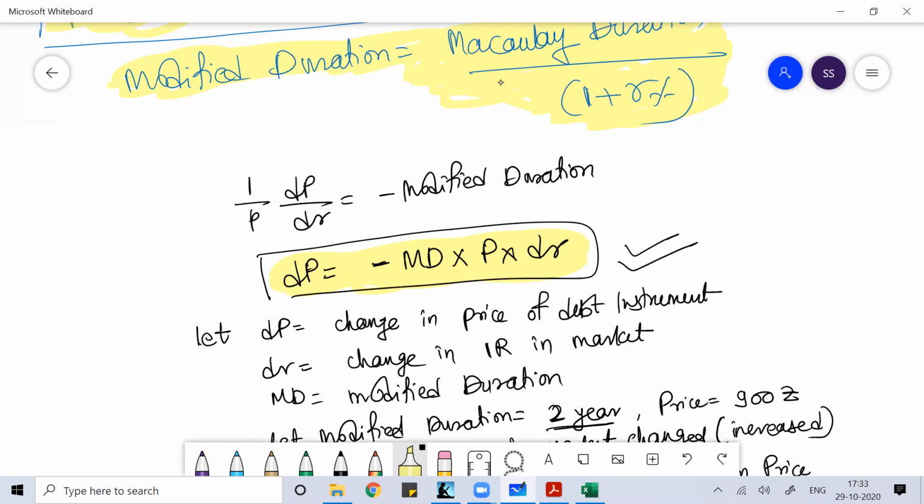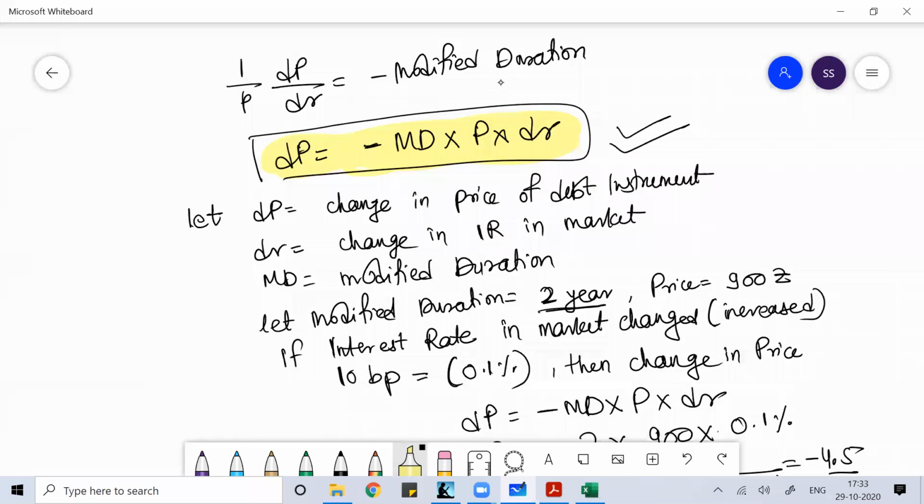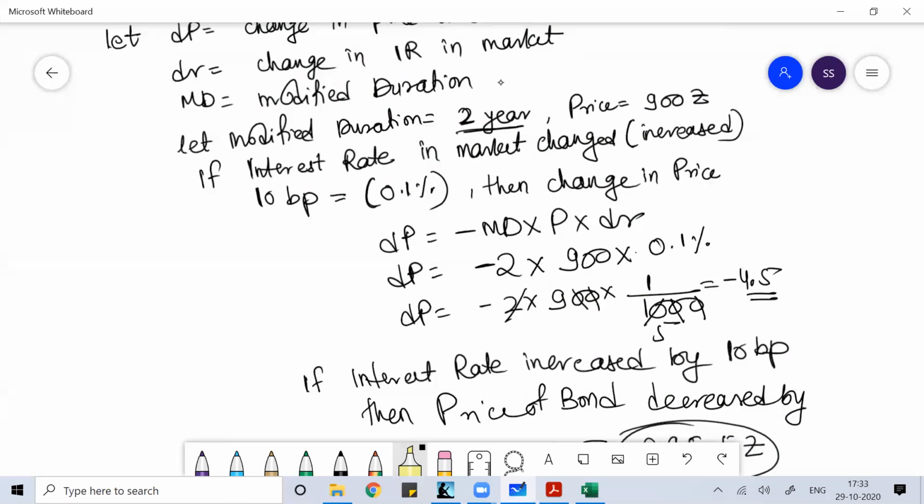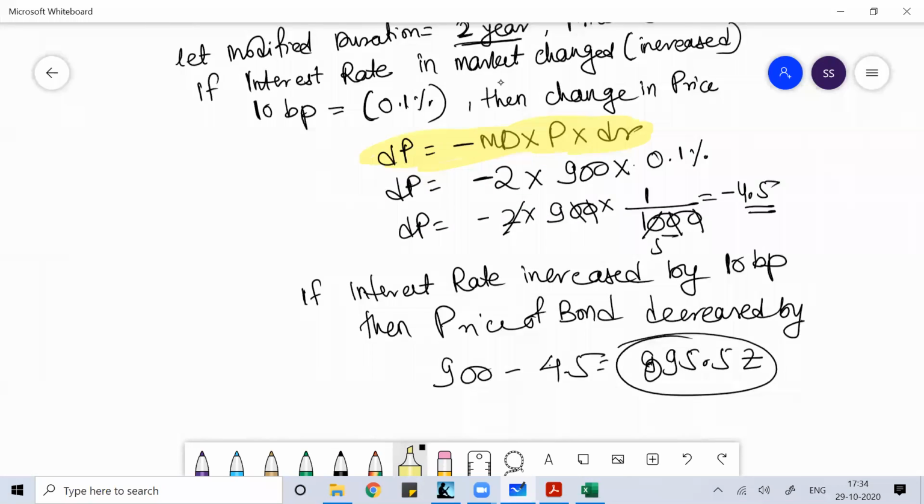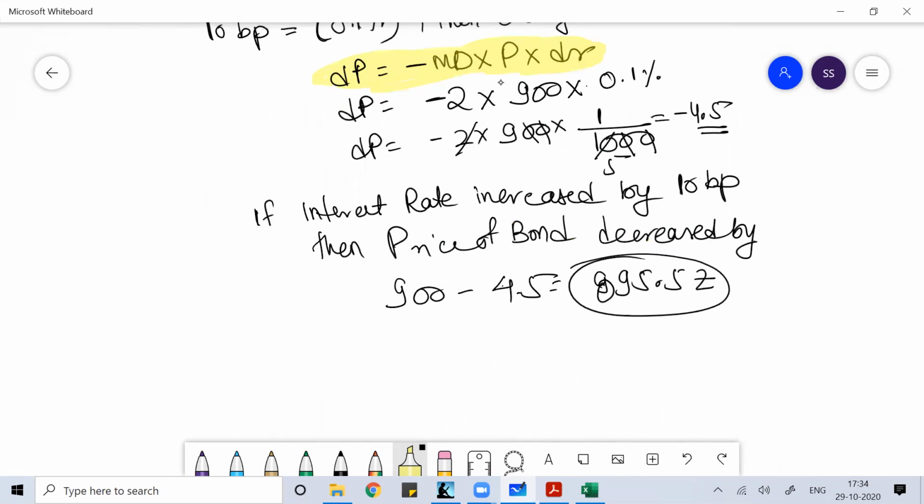Where DP means the change in the price of the debt instrument, DR means the change in the interest rate of the debt instrument, and MD means modified duration. So you can find this very easily. Okay. Anyone, any doubt, any question you want to ask?